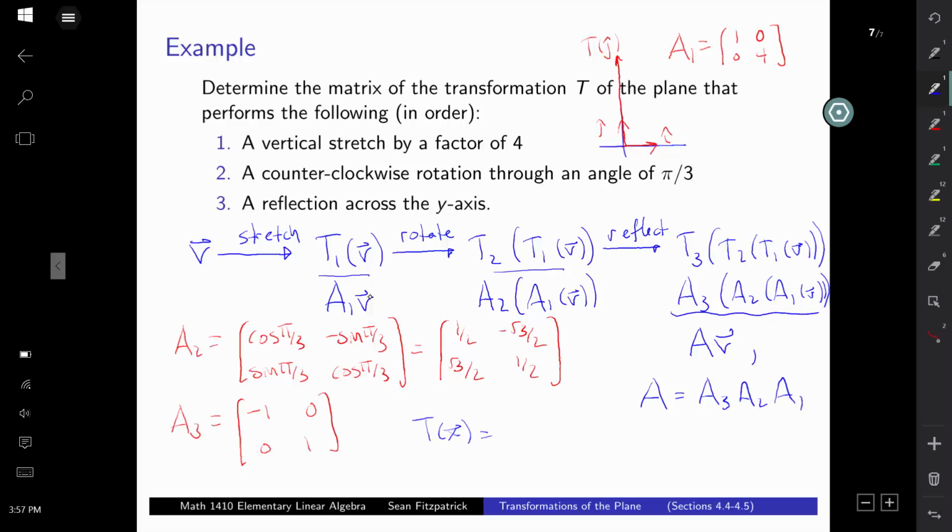So T of x is equal to A times x, where A is just this product. I'd have to do A3 times A2 times A1. Multiply those three together, and that would give me my matrix.